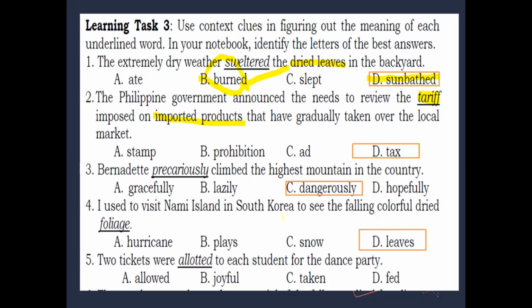So, number 5. Two tickets were allotted to each student for a party dance. Allotted. When you say you are allotted, I give you allotted tickets for you. What is that? A. Allowed. B. Joyful. C. Taken. D. Fed. The answer is allowed. So each student is allowed to bring a partner because they were allotted 2 tickets for each student. So they are allowed to bring a partner in a dance.